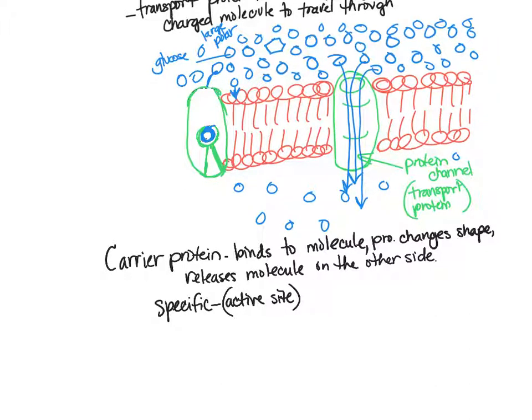So this part closes off, and then this bottom part opens up. And when this bottom part opens up, that allows the space for the glucose to now come out. Now it's moved to the other side of the cell. And so this will happen over and over again.